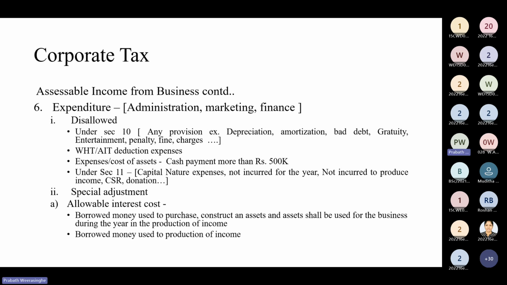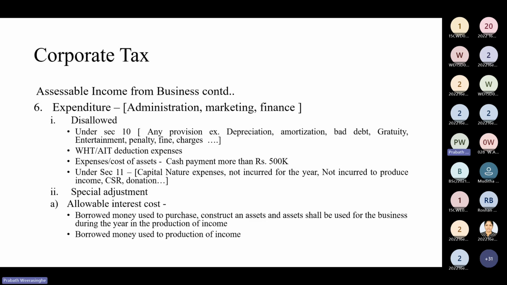And also cash related payment. If any expenditure or cost of an asset, in a series of payments or a single payment, is more than 500,000 LKR, and we have not made it using either bank transfer, account payee cheque, debit or credit card, or pay order, that type of expenditure is not deductible expenditure, as well as it shall not be considered as a cost of the asset.